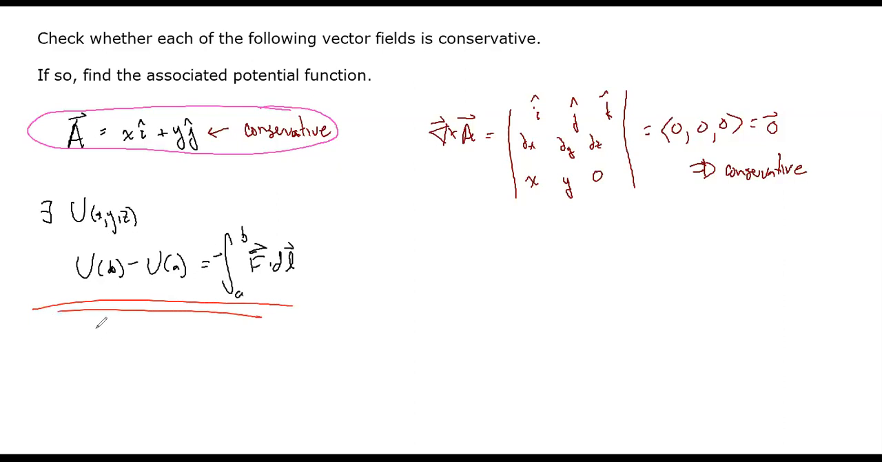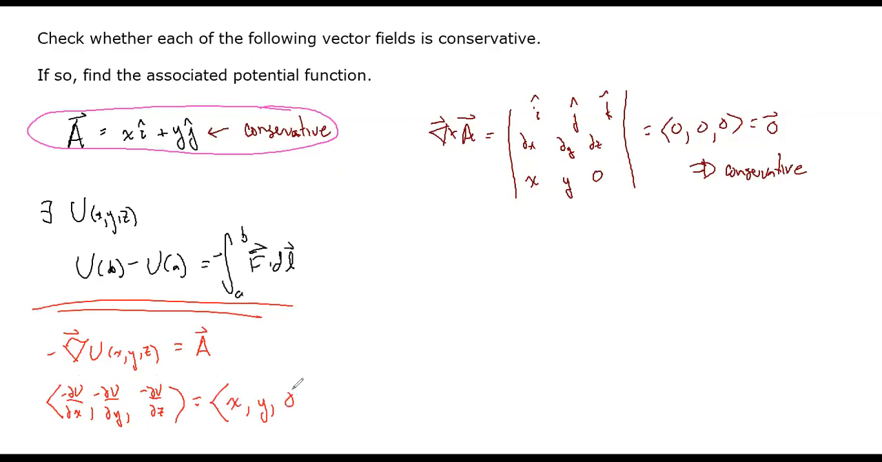So the way you find it is there's a little bit of logic that goes into it, but it's really just write out what the gradient is. So negative gradient u for some unknown function of x, y, and z equals A, right? Conservative, curl free, therefore this is true. And so what that means is component by component minus partial u with respect to x, minus partial u with respect to y, minus partial u with respect to z equals A. So that's x, y, 0.